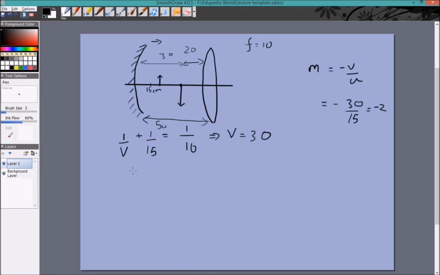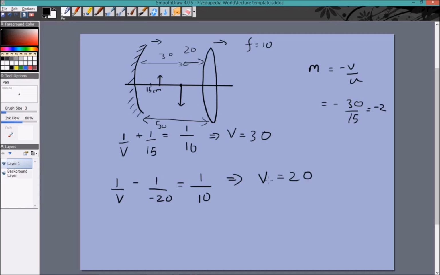So in this case, we can say 1 by v minus 1 by u, but u in this case is minus 20, because again we always take the right direction, the direction of the principal rays, to be the positive direction. So u is minus 20 in this case, equals 1 by f, and f is positive 10 in this case because it's a convex lens. So 1 by v plus 1 by 20 is 1 by 10, which gives me v is equal to 20.